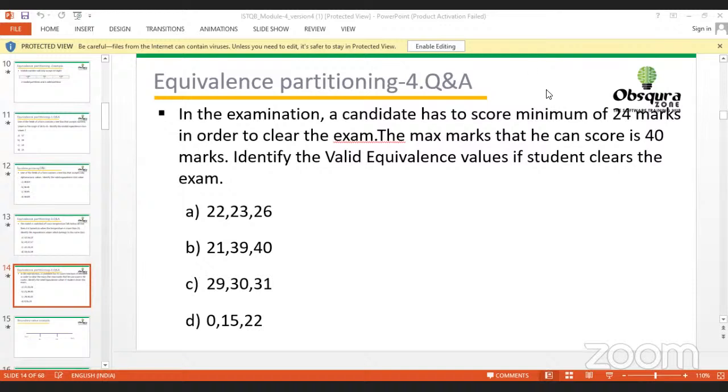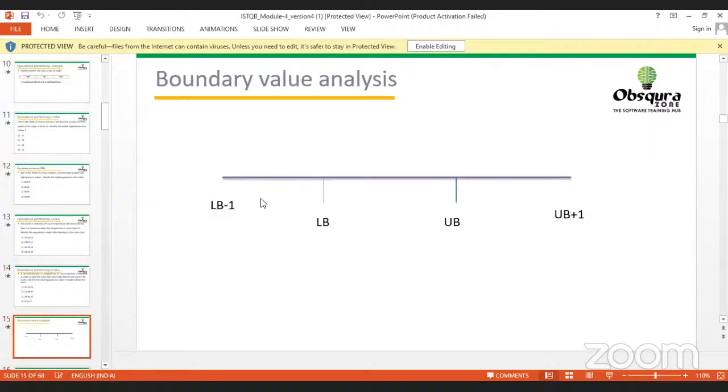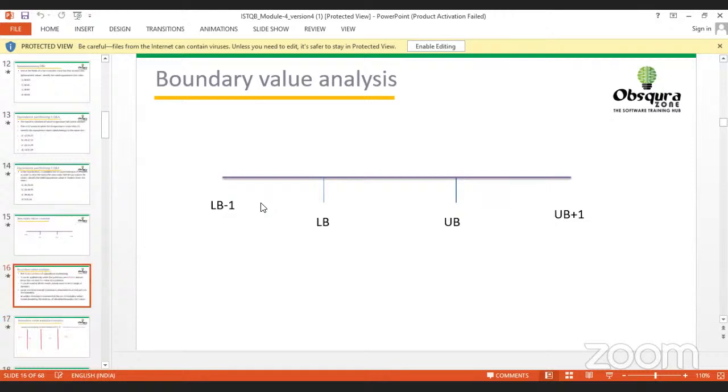Okay. Now we'll move on to the next analysis, that is boundary value analysis. So boundary value analysis is also very similar to equivalence partitioning, but here we are considering only these four values. In the equivalence partition, we used to consider that range, right? So valid partitions, but here in the boundary value, we consider only these four values. That is the lower boundary, upper boundary, and lower boundary minus 1 and upper boundary plus 1. These four values only we consider for the boundary value analysis.